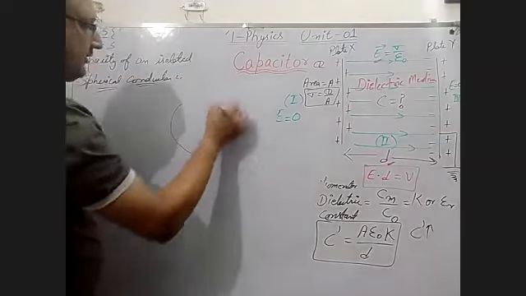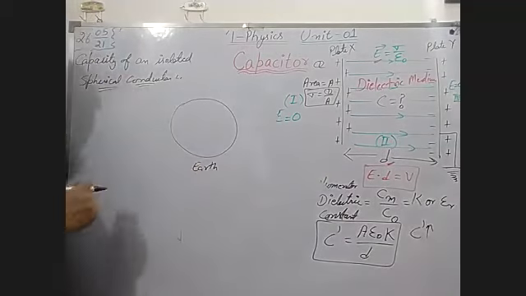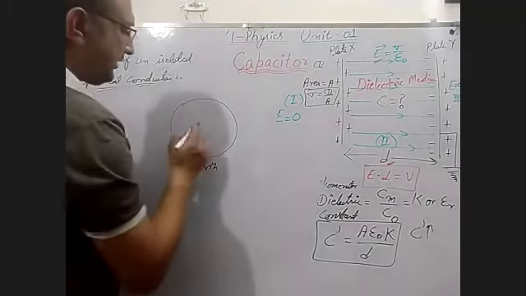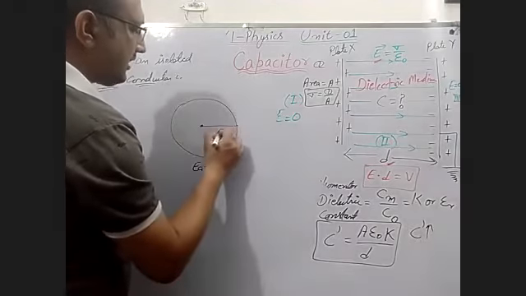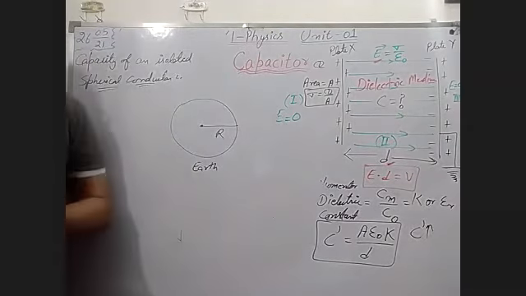Take for Earth. This is the case of Earth. You know about Earth. Earth has also radius R. Okay. Earth is a good conductor also.